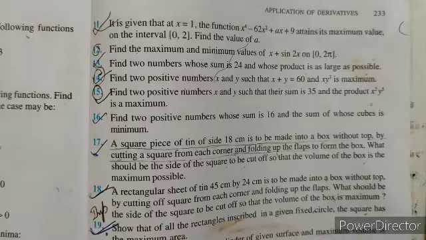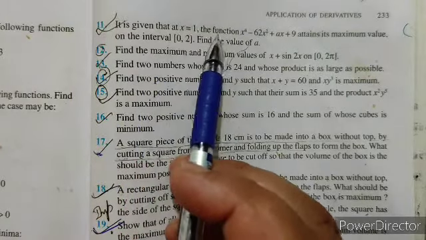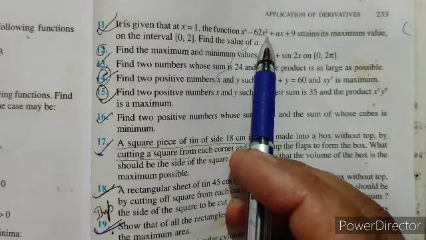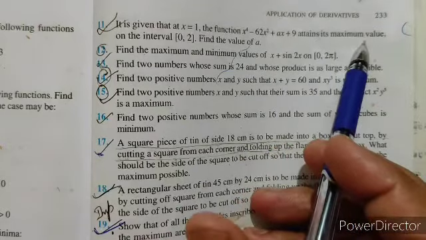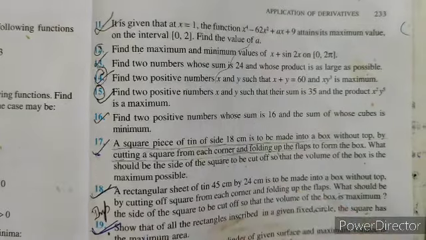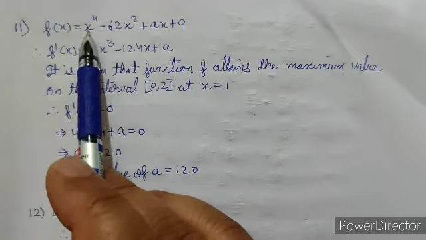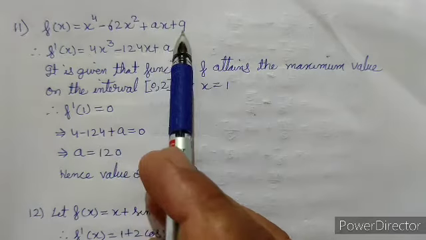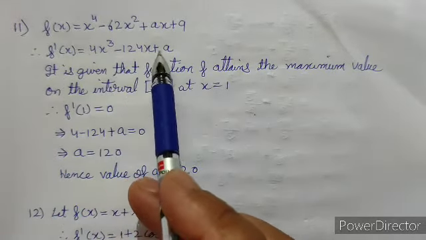Now in question number 11, it is given that at x equal to 1, the function x to the power 4 minus 62x square plus ax plus 9 attains its maximum value on the interval 0 to 2. Now find the value of a. Here let f(x) be the function, that is x to the power 4 minus 62x square plus ax plus 9. Now f dash x will be equal to 4x cube minus 124x plus a.